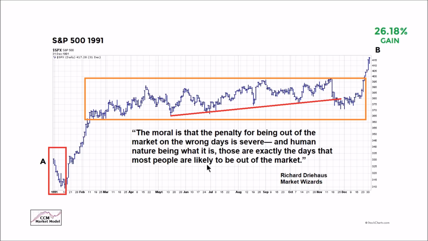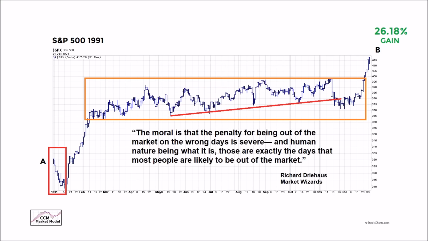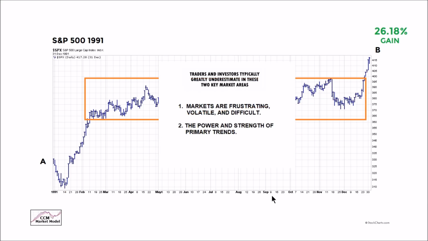This anecdotal example, which is not particularly abnormal, most years are difficult, tells us that our common missteps, watching things too closely and being fearful, typically make it extremely difficult to navigate between a point A and a point B. Helping us illustrate the two key areas that traders and investors typically greatly underestimate in the markets. Number one, markets are frustrating, very volatile, and difficult. Number two, they greatly underestimate the power and strength of the primary trend.